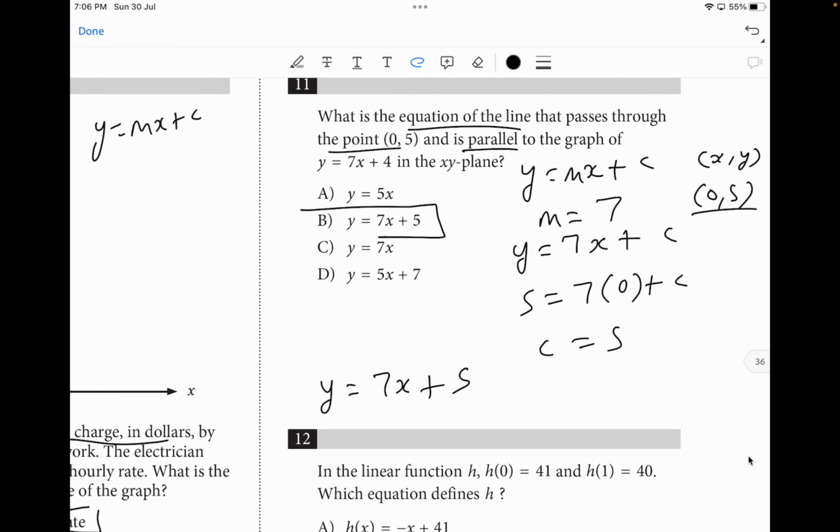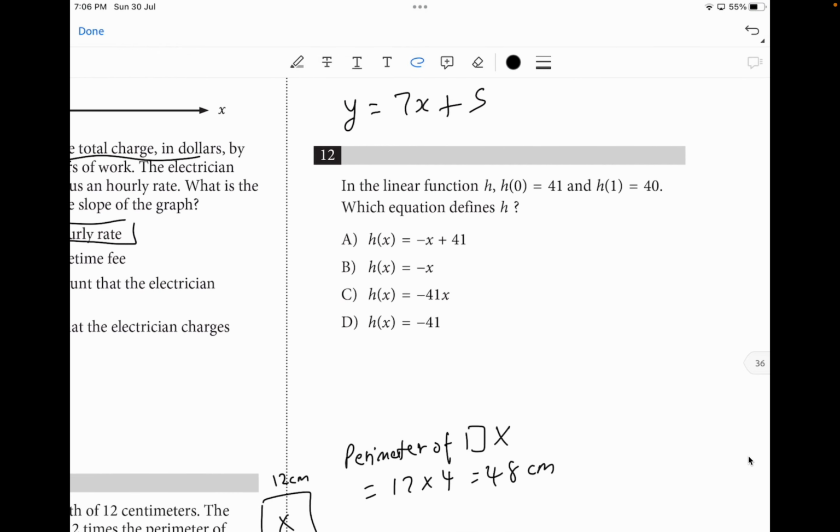So y equals 7x plus 5. Since we know that the slopes of two parallel lines are equal to each other, that's why we get y equals 7x plus 5. 11B. Question number 12, let's move on to that question. In the linear function h, h of 0 is equal to 41, h of 1 is 40. What equation defines h? So what people would do is they would just substitute the values accordingly.